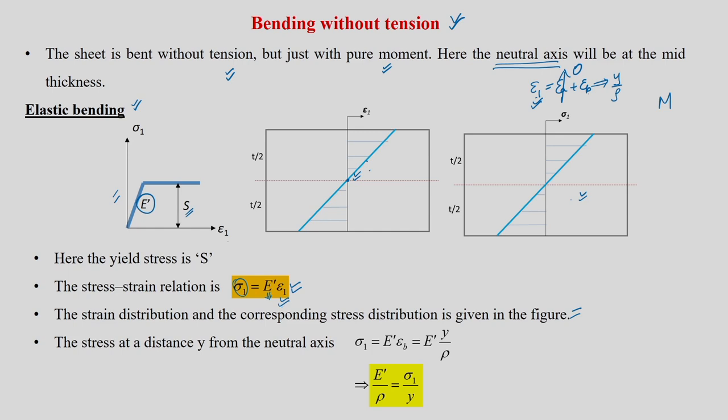So now, if you want to get stress at any distance, let us say y from the neutral axis, then what is that? Sigma 1 is nothing but E dash into epsilon 1. This epsilon 1 has got two parts, epsilon a plus epsilon b, we said. This will go off. Then sigma 1 is equal to E dash into epsilon b, E dash into y by rho. I can write sigma 1 divided by y would be equal to E dash by rho. This is an important equation for us: E dash by rho is equal to sigma 1 by y. You will use this in a relationship in due course.